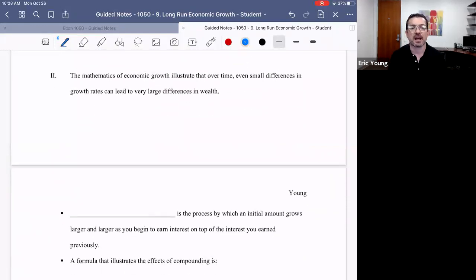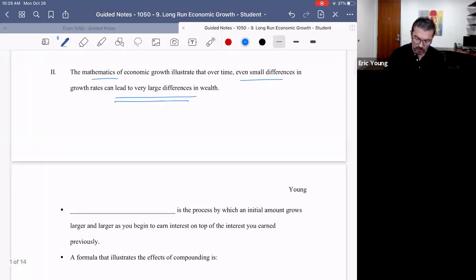When you take a look at the actual mathematics of economic growth, you take away a couple of big things. The main one is that in order to have growth, you don't need miracles. What you need are just small differences that can be sustained over time. Even small percentage increases in growth rates, if they're sustained, can lead to very large differences in wealth.